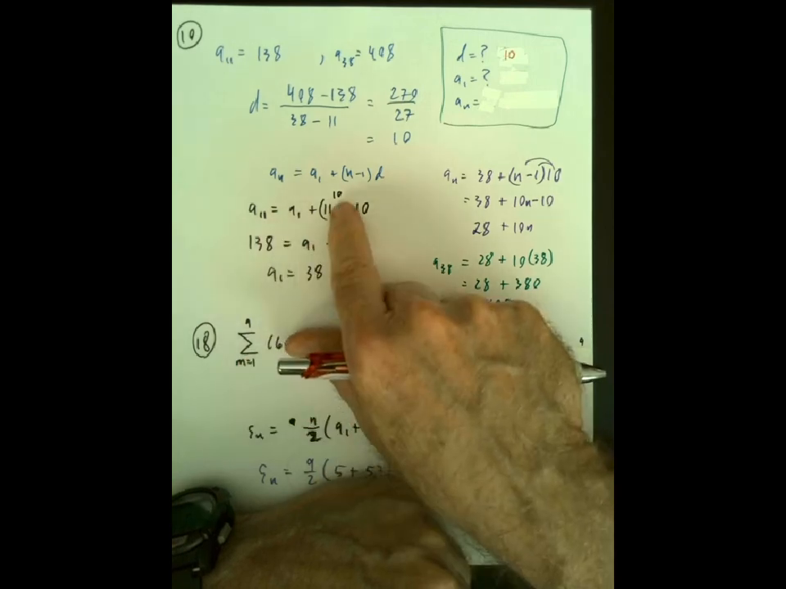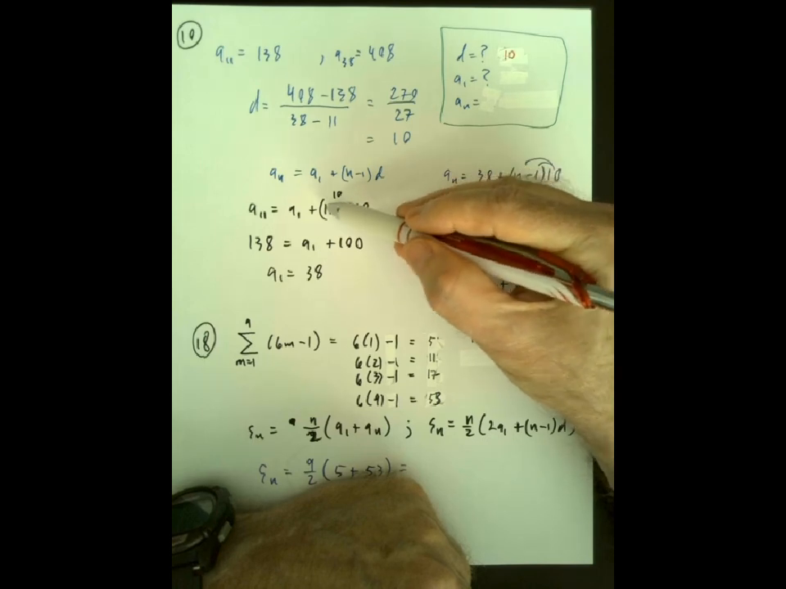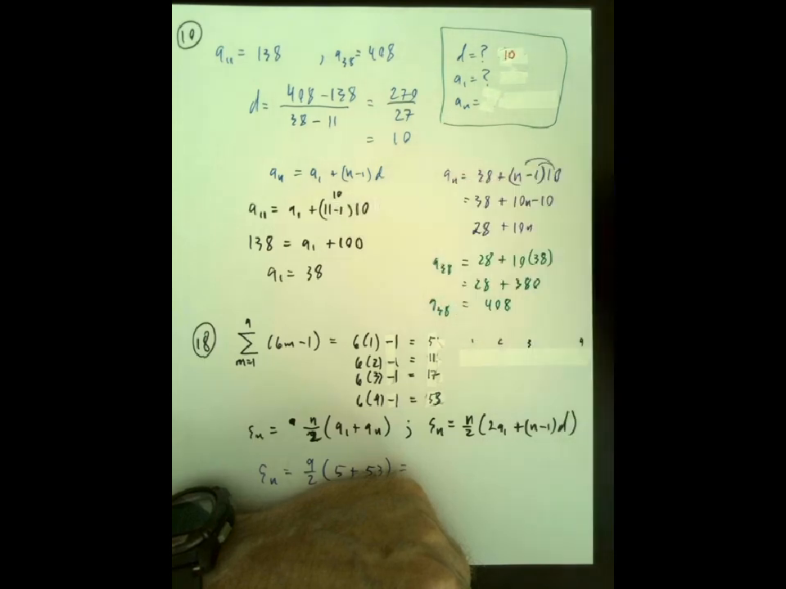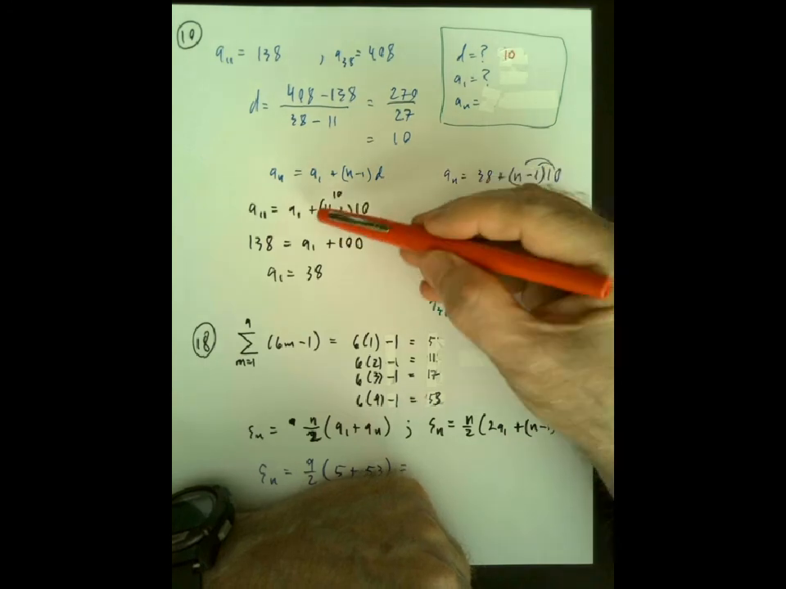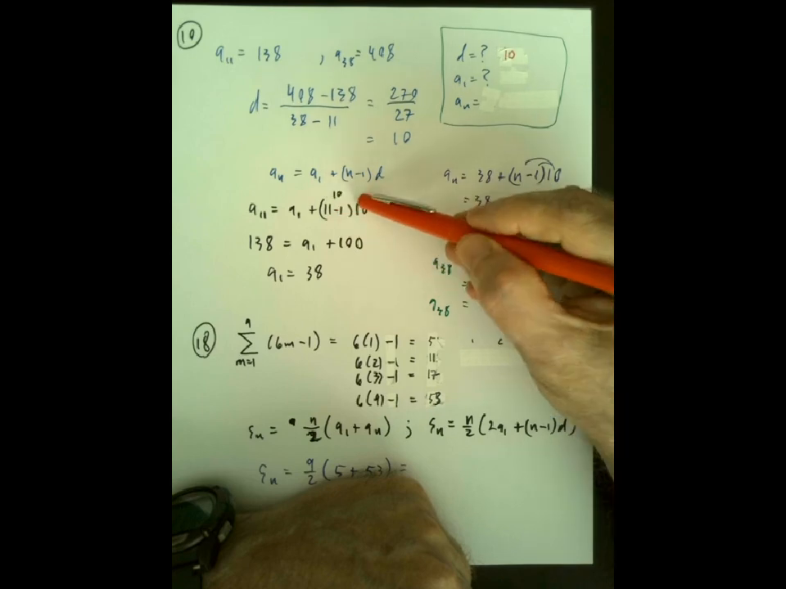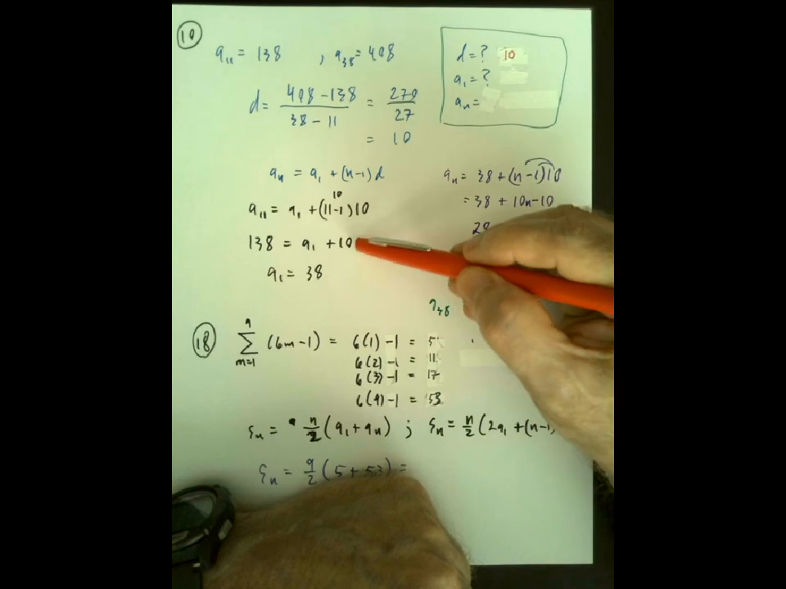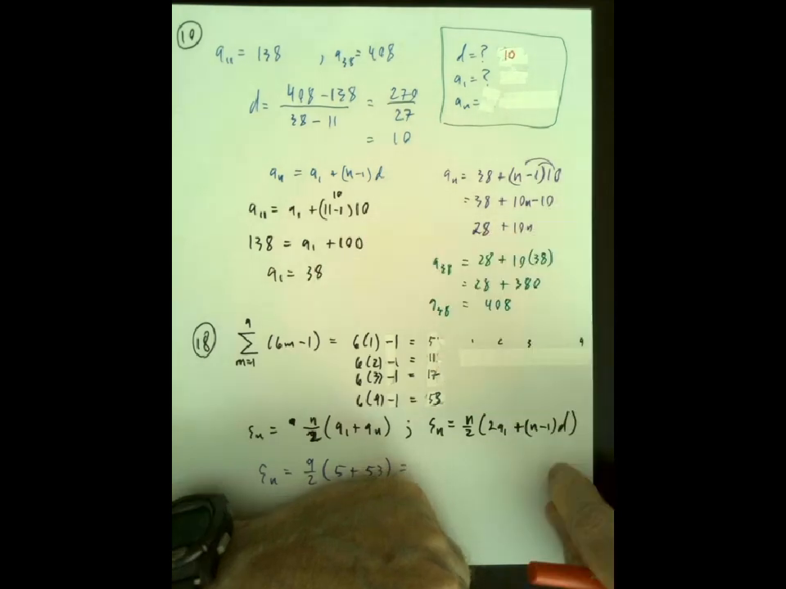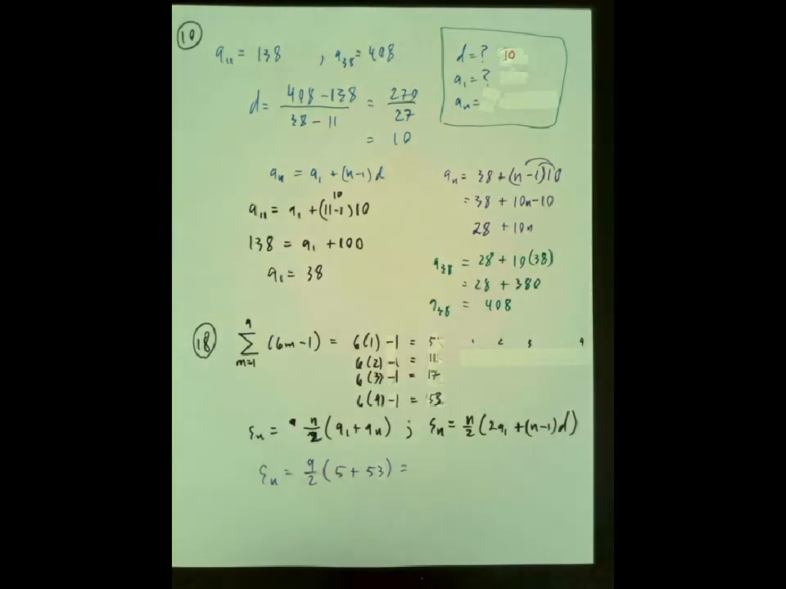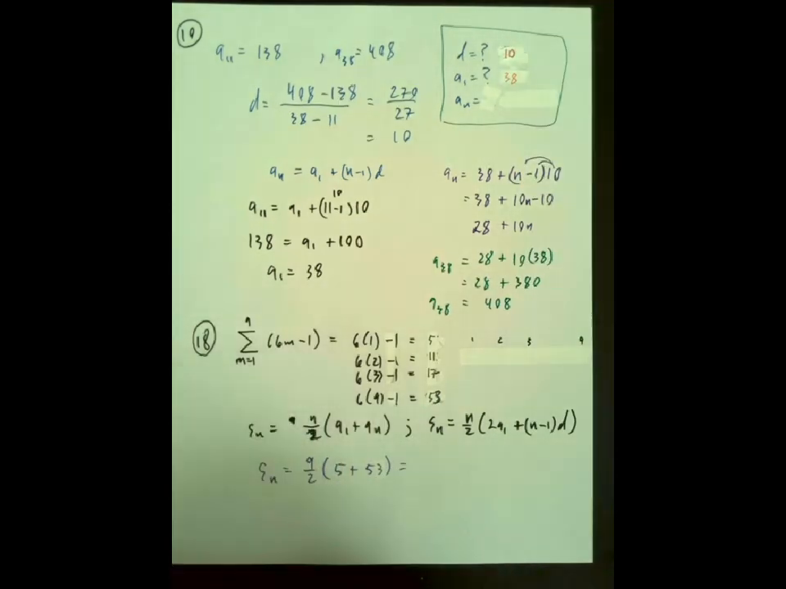I put 11 in for N, and so 11 minus 1 is 10. So we can now solve for A1. 10 times, you see here, 11 minus 1 is 10. 10 times 10 is 100. Subtract 100 from both sides, and we get A1 is 38. So you just got to make sure you're using careful algebra on that kind of thing. So therefore, as we can see here, A1 is going to be 38.